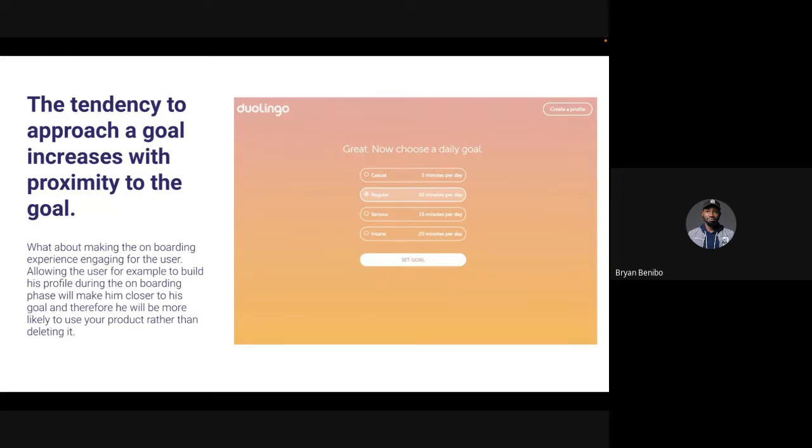You understand? If you notice this Duolingo app, even before you are creating your profile, they ask you to choose a goal. Once you choose a goal, it registers in your subconscious that it's true. I have a language goal, I'm learning a new language, I have a goal to achieve every day. And subconsciously, your mind registers it, and you go and create a profile.